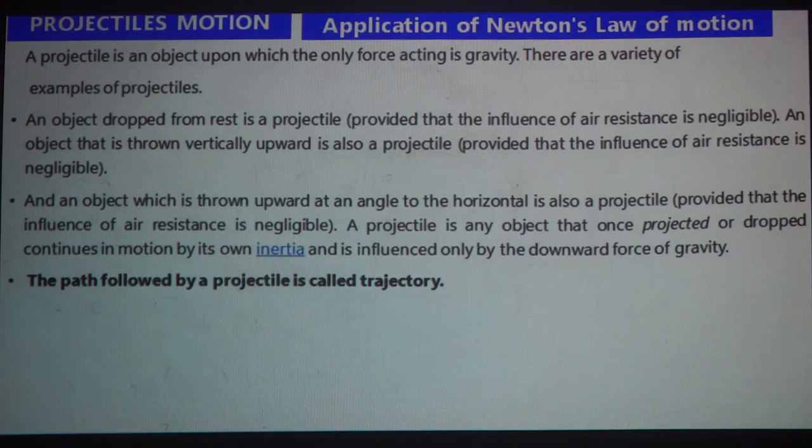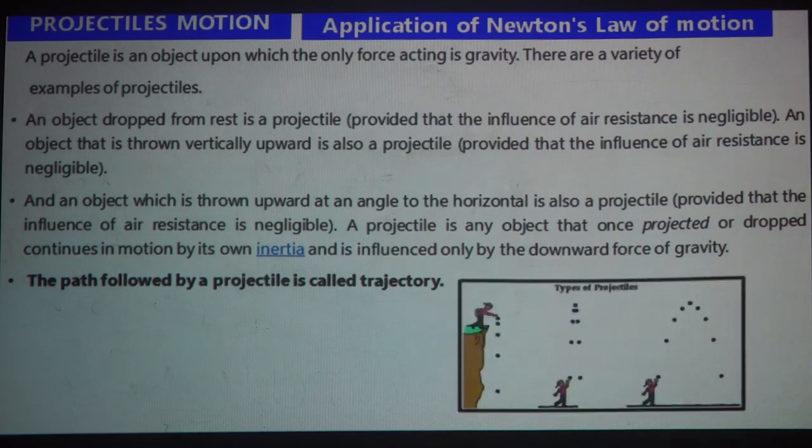That means the projectile is an object that, once it is projected or dropped, continues in motion by its own inertia, and it is influenced only by the downward force, that is the force due to gravity. And fourth, the path followed by the projectile is called its trajectory. So the trajectory is nothing but the path traced by the projectile. So this is the definition of a trajectory. These are the examples of projectile motion in this diagram.